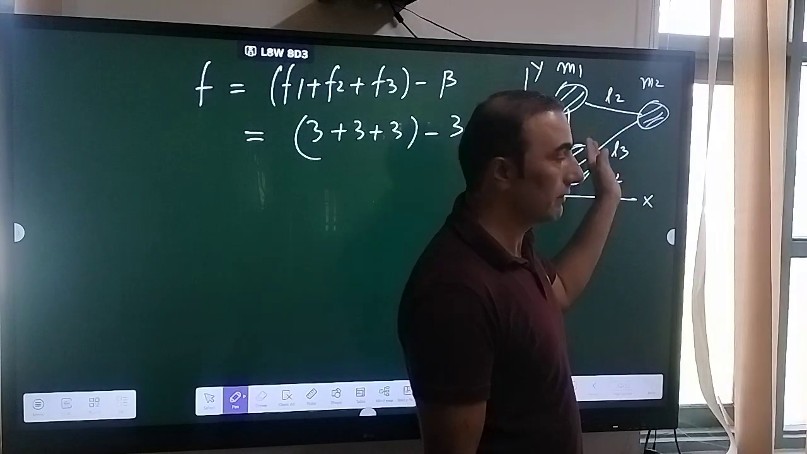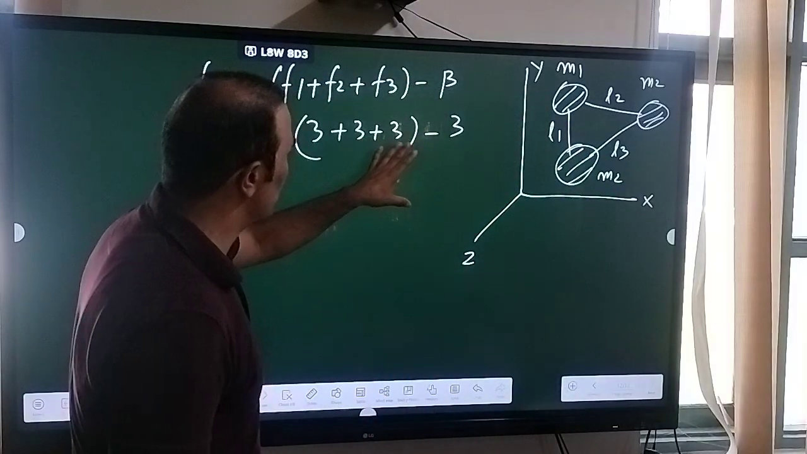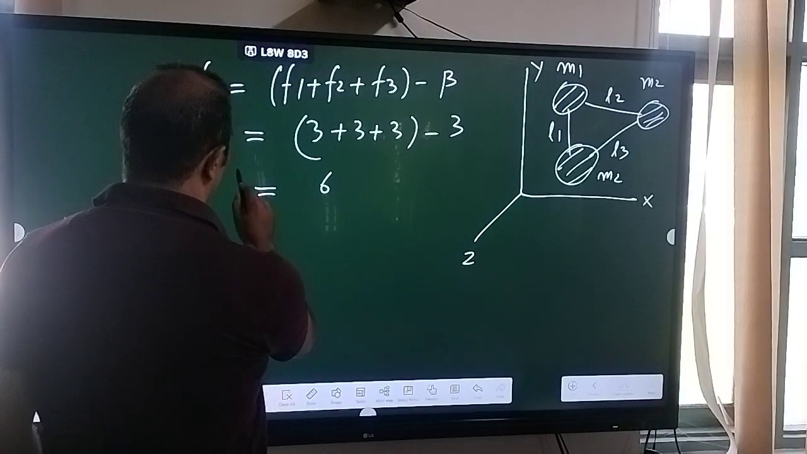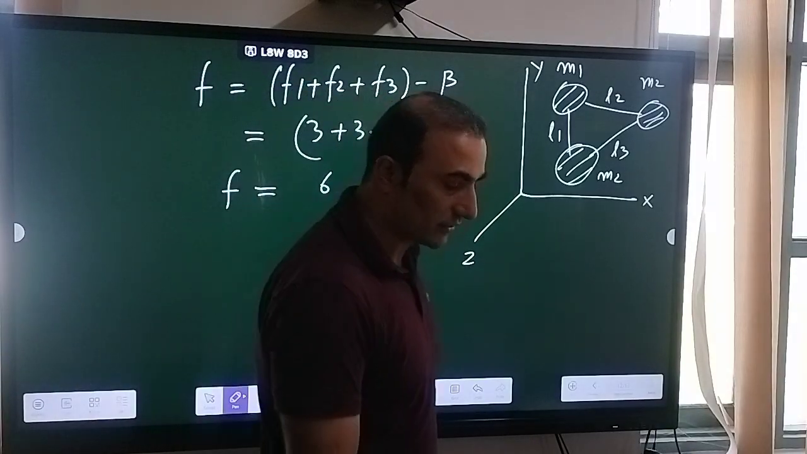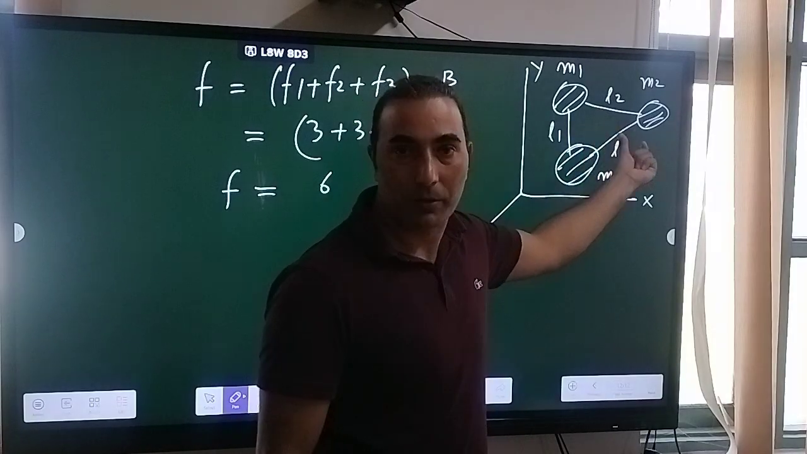One is due to the string L1, another is due to L2, and another is due to L3. So that will be 3 plus 3 minus 3. So it will be equal to 6. So F will be equal to 6. So there are 6 degrees of freedom or 6 possible motions for this triatomic molecule.